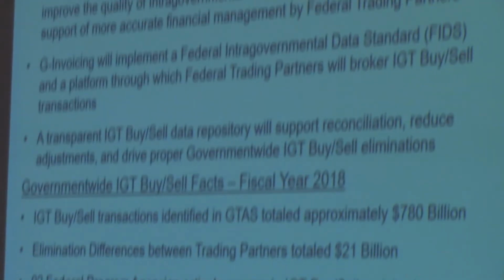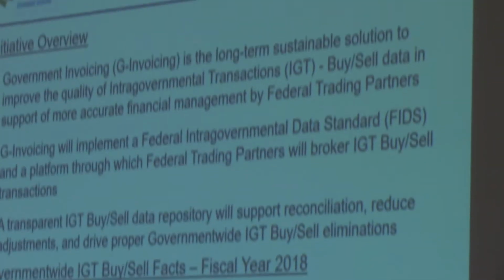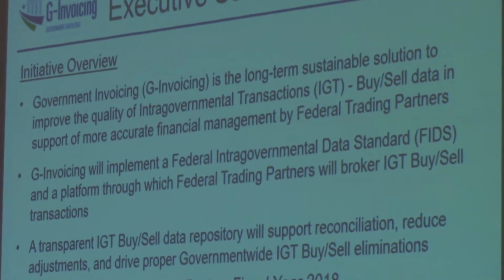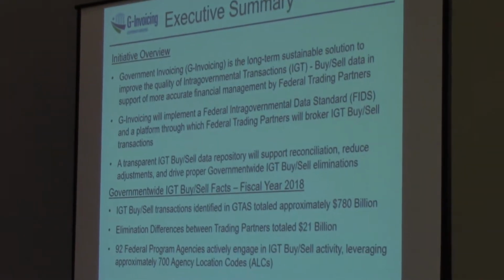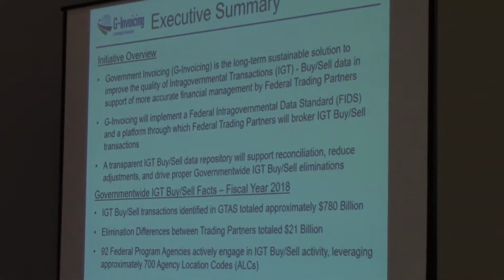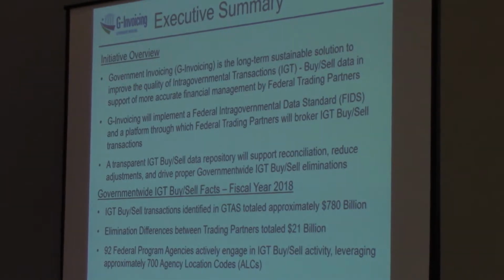So at the bottom of this slide, you see some statistics. Last year in 2018, we had $780 billion worth of activity that was processed. This is pulled from GTAS data that was processed as an IGT buy-sell transaction. And of that activity, there was $21 billion worth of adjustments that Treasury had to do to bring that into alignment. Now that should have offset to the penny, right? The money never left the government. But because of the way we do our accounting, and not through anyone's fault, it's just the fact of where we've evolved to over the years, those things don't always line up. And we're driving that number down. In 2017 it was 27 billion, it's down to 21 billion. I haven't seen where we're trending this year, but it's looking good so far.